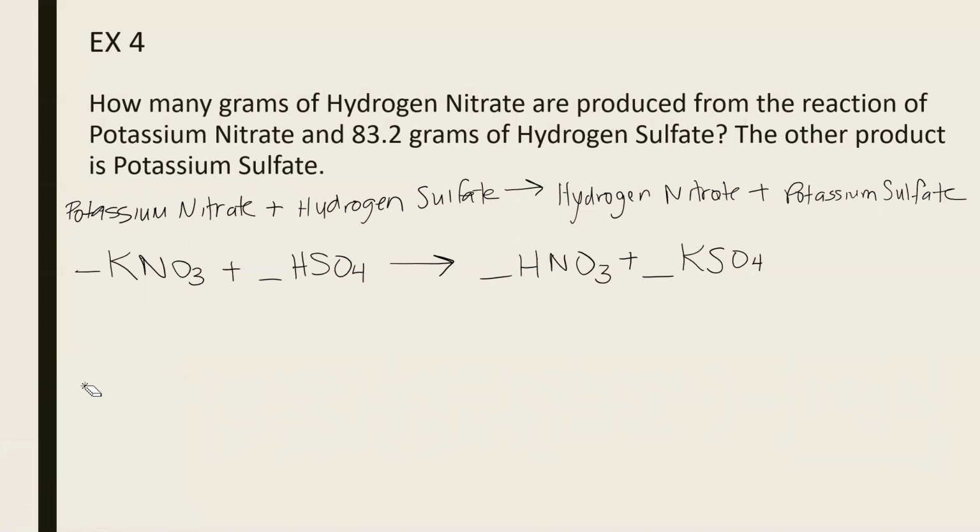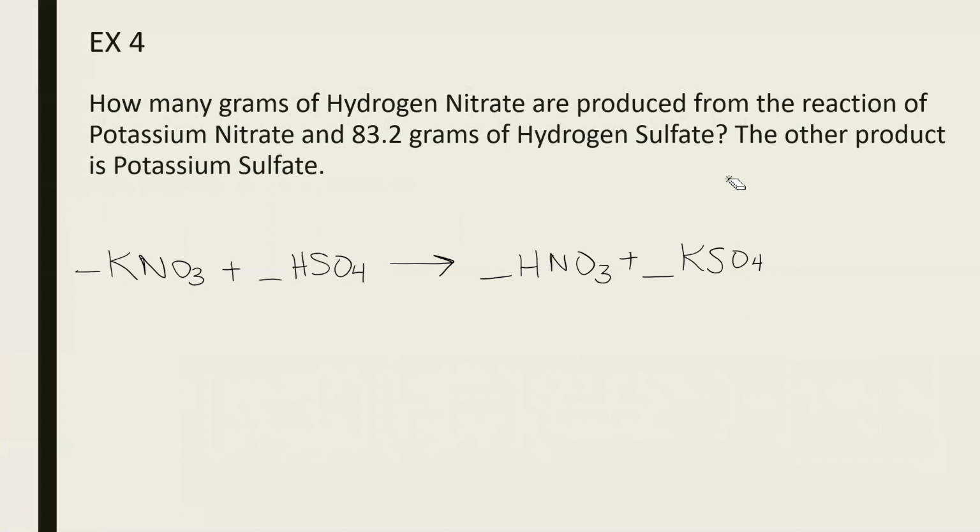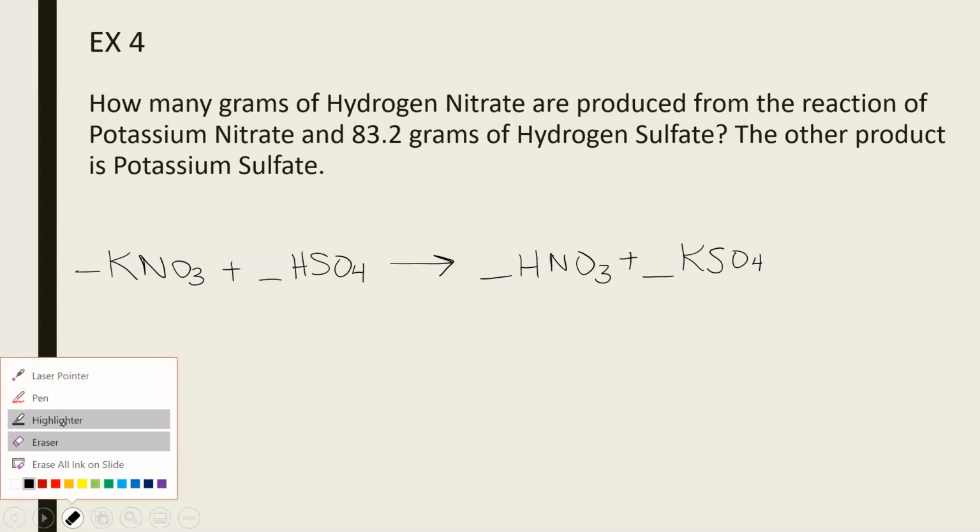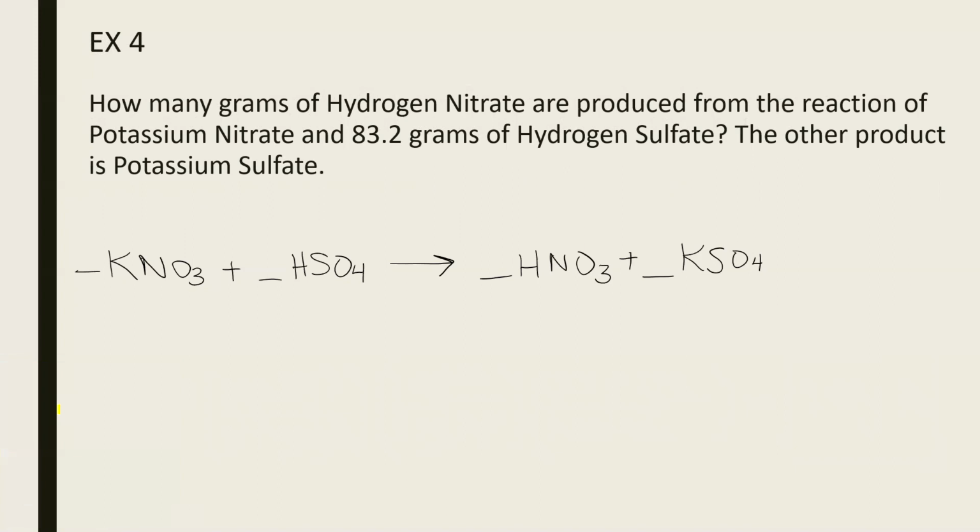Check diatomic elements, check charges. Well, I don't have any diatomic elements because I don't have any elements by themselves. So moving on to charges. I got lots of charges to check. No prefix, I'm checking all the charges. So I've got, oops, I'm in highlighter. +1, -1, +1, -2, +1, -1, +1, -2. So crisscrossing them, nothing here. HNO3, H2SO4, nothing here, and then K2SO4.